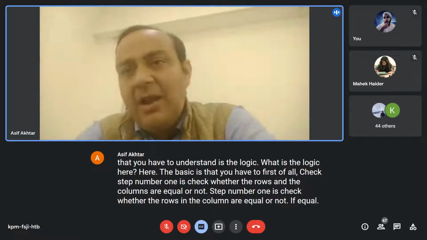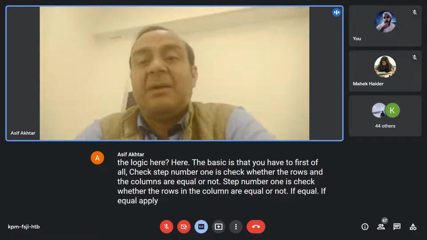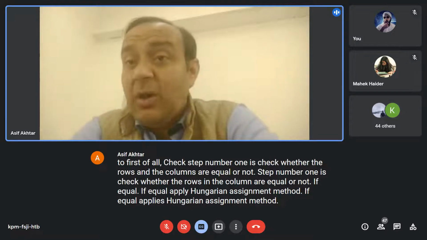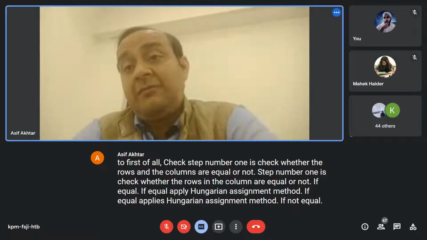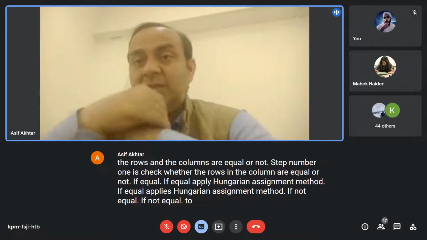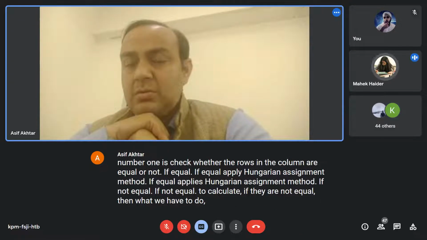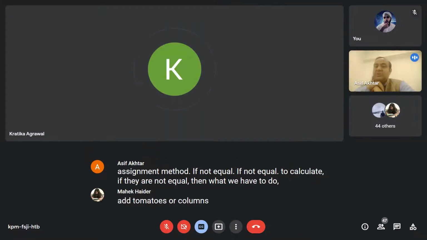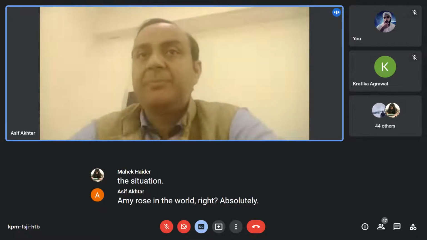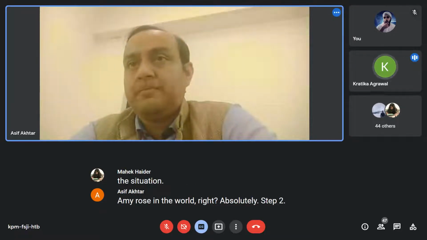If equal, apply the Hungarian assignment method. If not equal, then what do we have to do? Add dummy rows or columns according to the situation. Right, absolutely right.